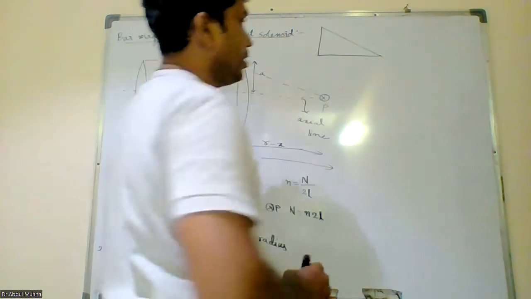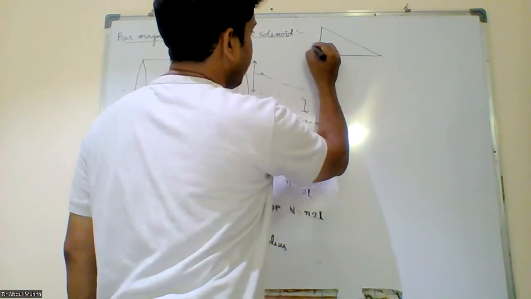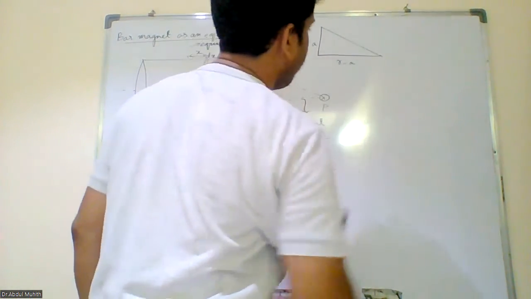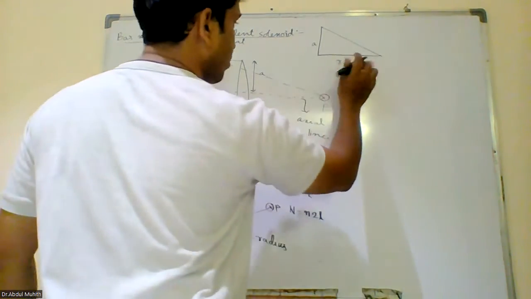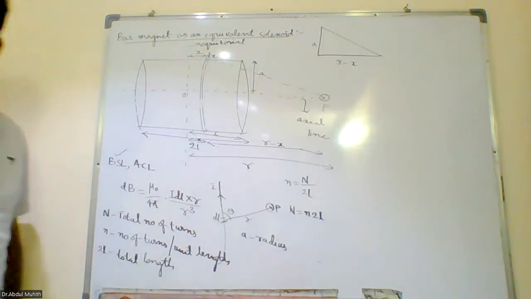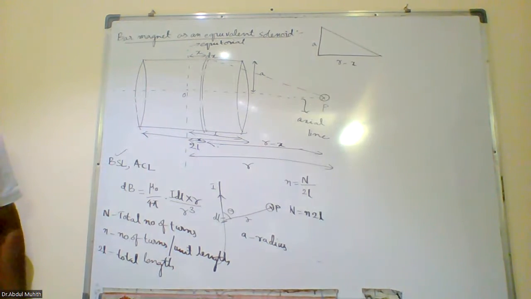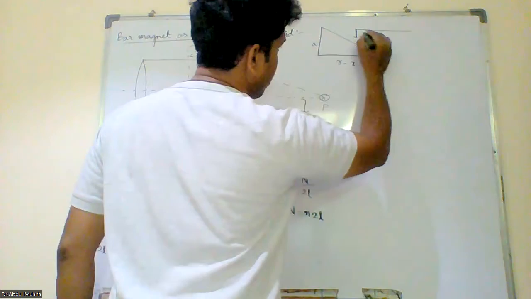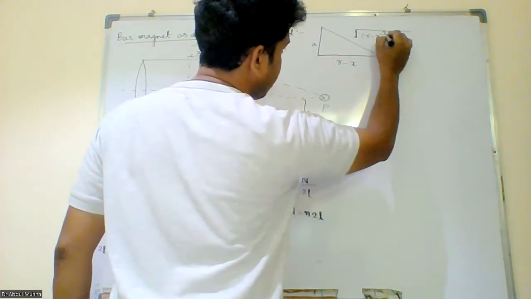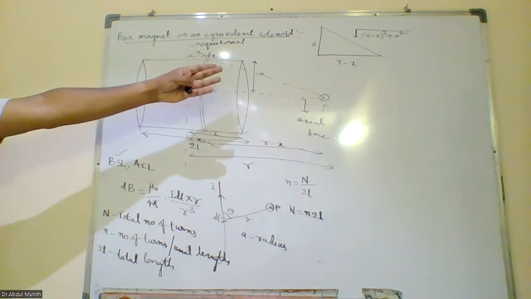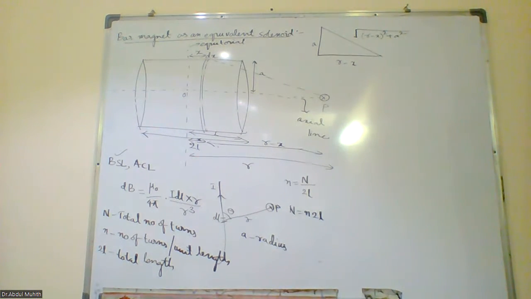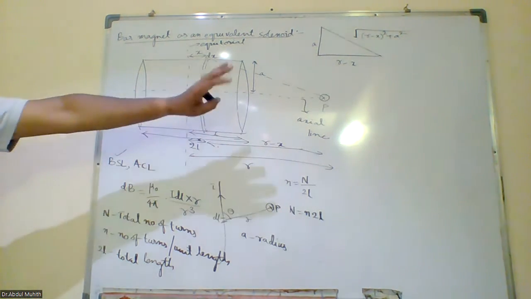So small a is the radius. Therefore this is a. This is what? R minus x. So what will be this value? R minus x. So what will be this value? Very good. And the square root of (R minus x) whole square plus a square. Hypotenuse square is equal to opposite side square plus adjacent side square. We can calculate in that. Now we got the distance.